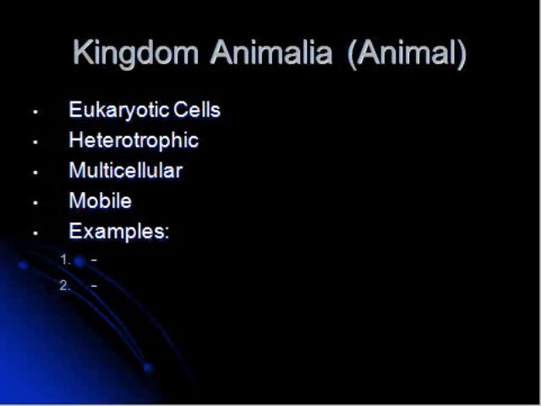All organisms within this kingdom are also what we call multicellular, meaning they're all made of more than one cell. They're mobile, so these things can move. And examples, obviously, are things like dogs, cats, monkeys, whatever have you. There are all kinds of things that, again, we're very familiar with.